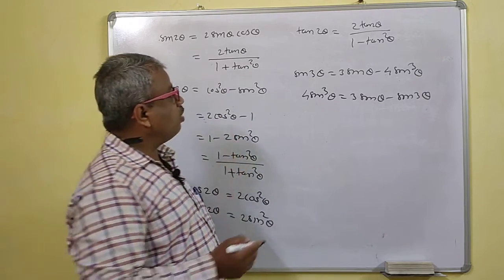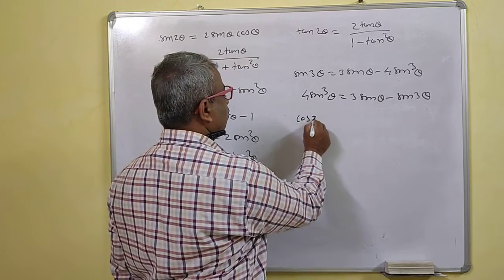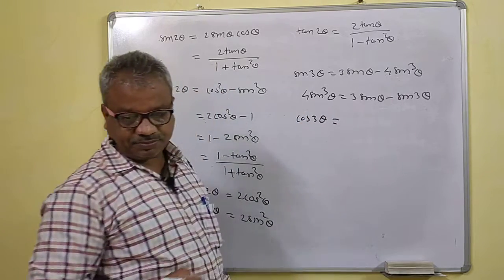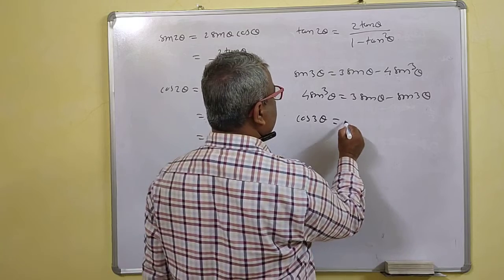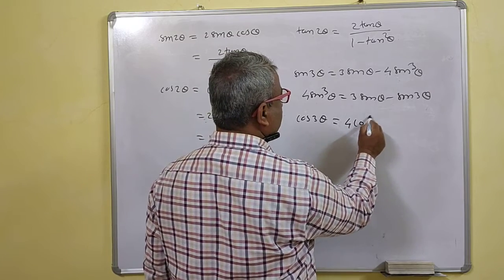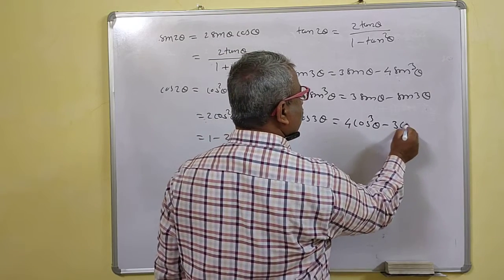Now cos 3 theta. Cos 3 theta is 4 cos cube theta minus 3 cos theta.